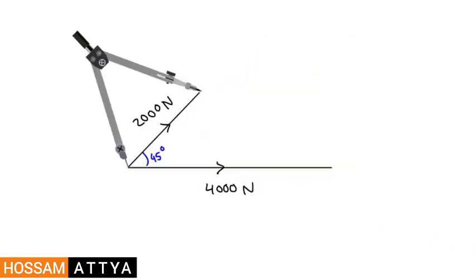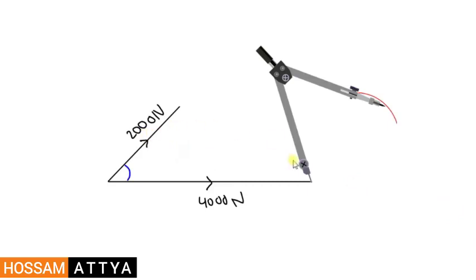Then we will use the compass to complete the parallelogram. First, we use the compass to measure one of the two forces. For example, here we started with the 2000 newtons. Then we shift the compass to the other end of the 4000 newtons, which means the pin of the compass, which at the beginning was placed at the tail, is now shifted to the head right here. Then we use it to draw an arc right here.